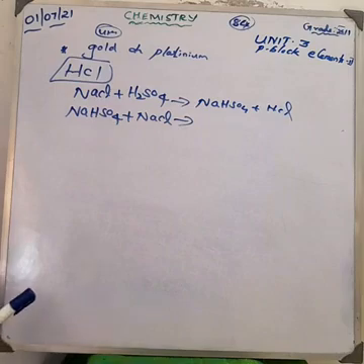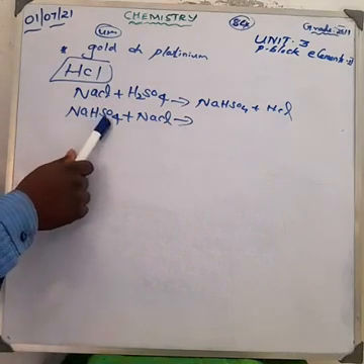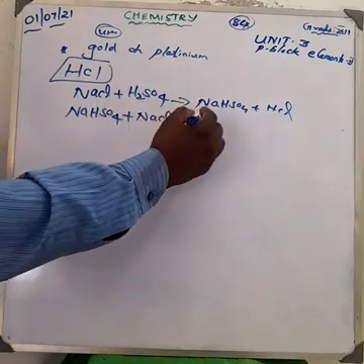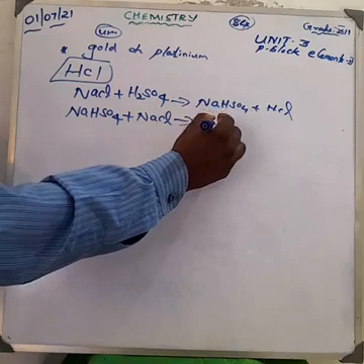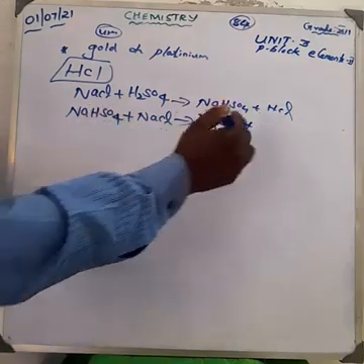Second one, this NaHSO4 reacts with NaCl, we get Na2SO4, because 2 Na is there, Na2SO4, plus hydrogen combines with chlorine to form HCl.